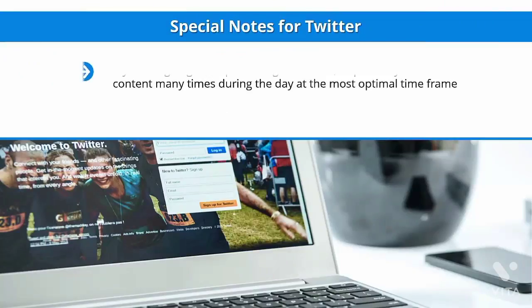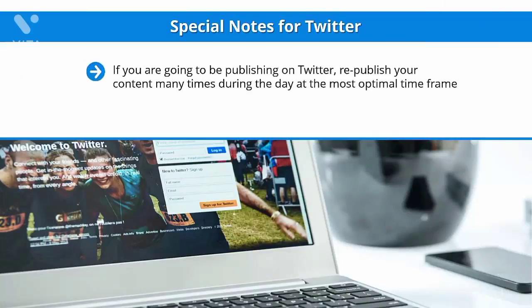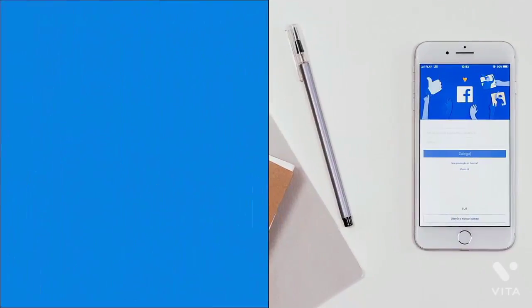Special notes for Twitter. If you're going to be publishing on Twitter, republish your content many times during the day at the most optimal time frame. Facebook Insights already told you that your content is being viewed within a specific time frame. Chances are your Twitter fans have the same social media viewing habits. Stick to that time frame. Now, here's the secret. Set up your automated content publishing tools to tweet out your best content many times during that time frame, but you also have to rotate different hashtags. This way, you can reach different people looking for hashtags that are related to different subsegments of your niche.